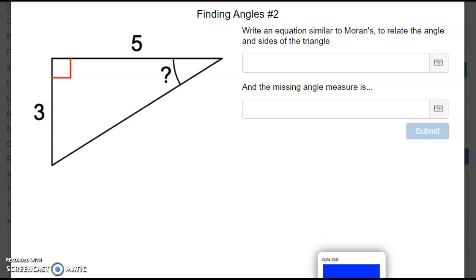Welcome back. This is the last lesson recording for IM2, November 12, 2020. So now we are up to card number 18 of Desmos. So we were finding the angle number 2 now. Angle number 2.